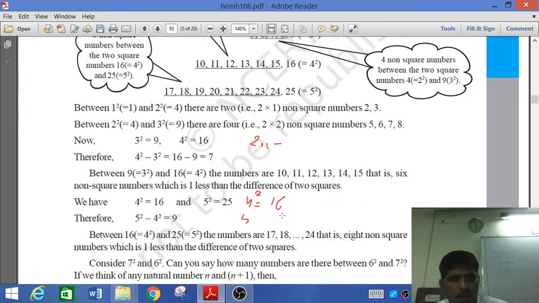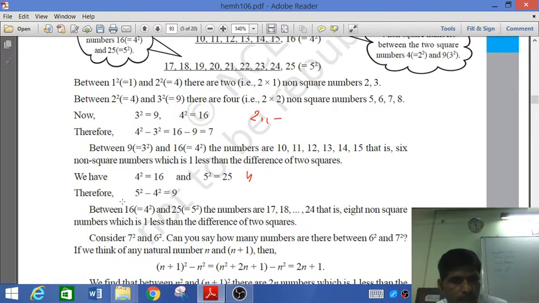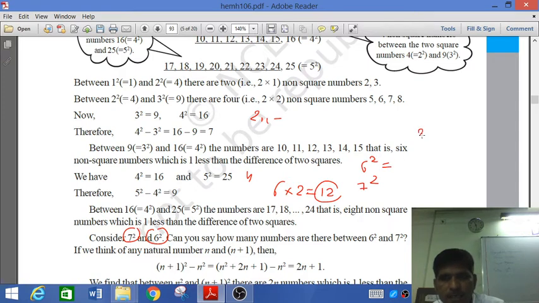Okay, so always remember, one question is: how many numbers are between 6 square and 7 square? Always 6 into 2, that is 12 numbers between 6 square and 7 square. If I want to check, 6 square is 36, 7 square is 49. So between 36 and 49, how many non-perfect square numbers are there? 12. Let me see that.